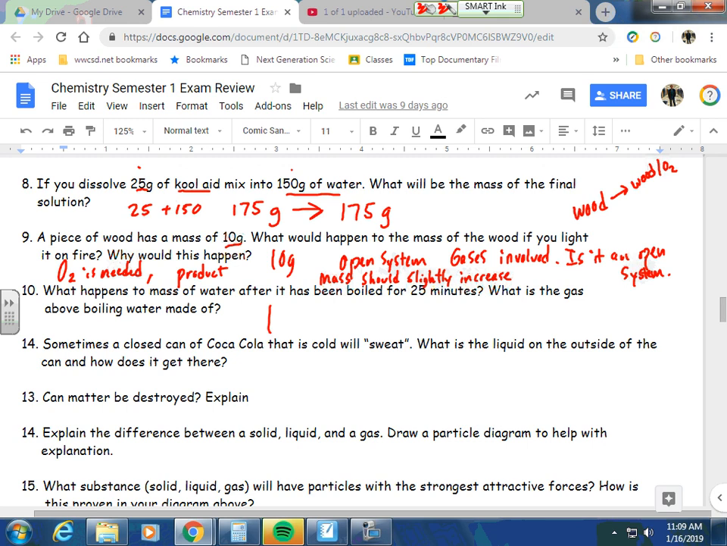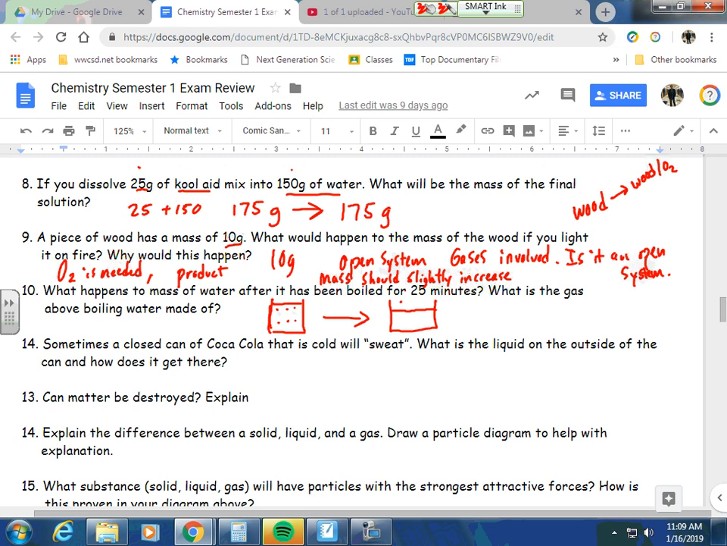So we've got all this water. All right, so I'm going to make a little model here. Let's say I've got 6 particles of water and I boil it. We know that as we boil it, those particles inside are going to be moving faster and faster and faster. They're going to be spreading out more and more until they turn into a gas, in which case they're going to leave.